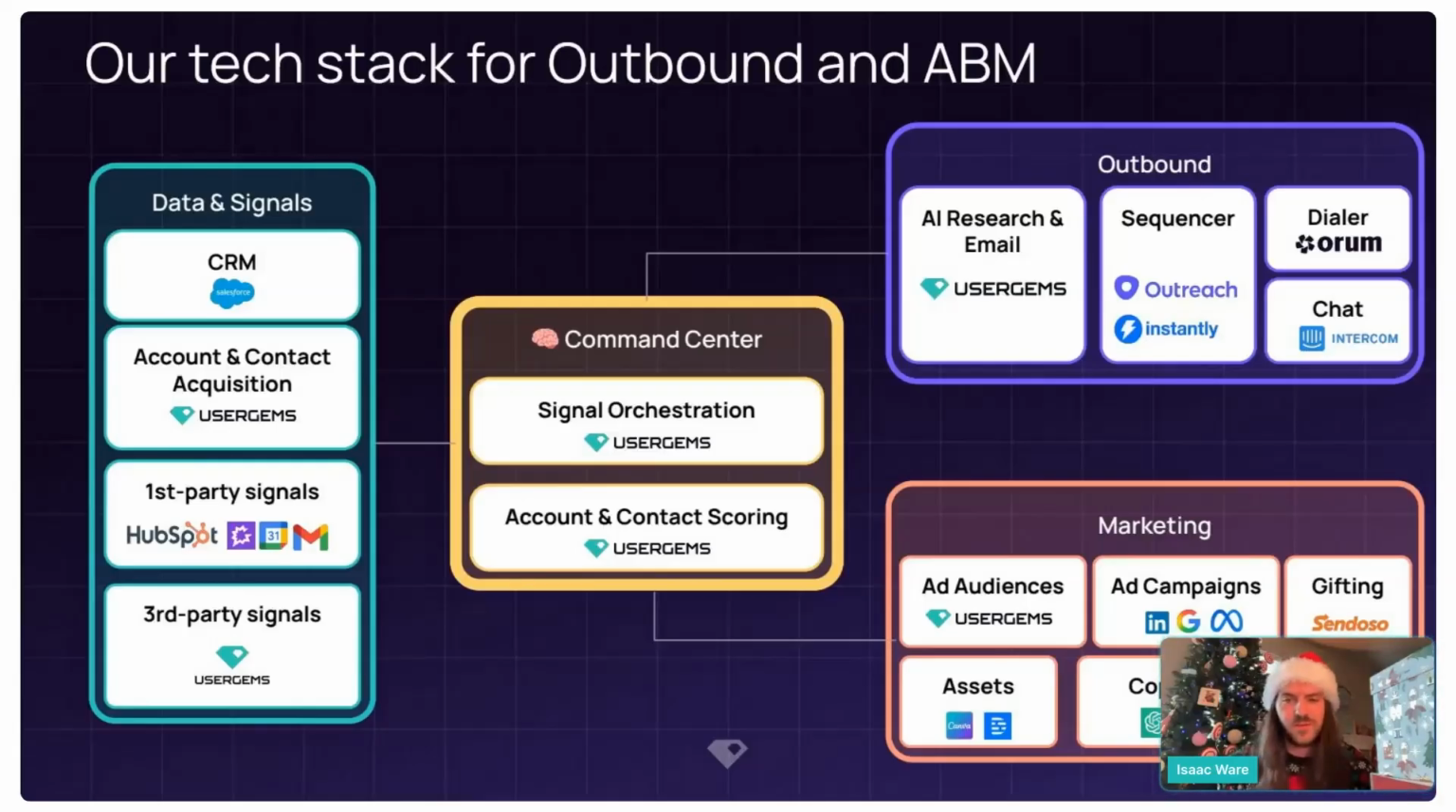I'm going to keep hitting this: it's not just sales and it's not just marketing. You have to hit them in tandem. So again, AI research and email with UserGems, sequencing through Outreach, and dialing with the people at Orum. Another thing I'll add here is we have that Chrome extension for all the reps. So when they go to dial, they have the Chrome extension with those contacts pulled up, and all of the reasons to engage for that call teed up for them already. And then on the marketing side, ad audiences, ad campaigns, gifting through Sendoso, classic Canva and Descript for the ads and videos, GPT for a lot of the copy, and website through Webflow.